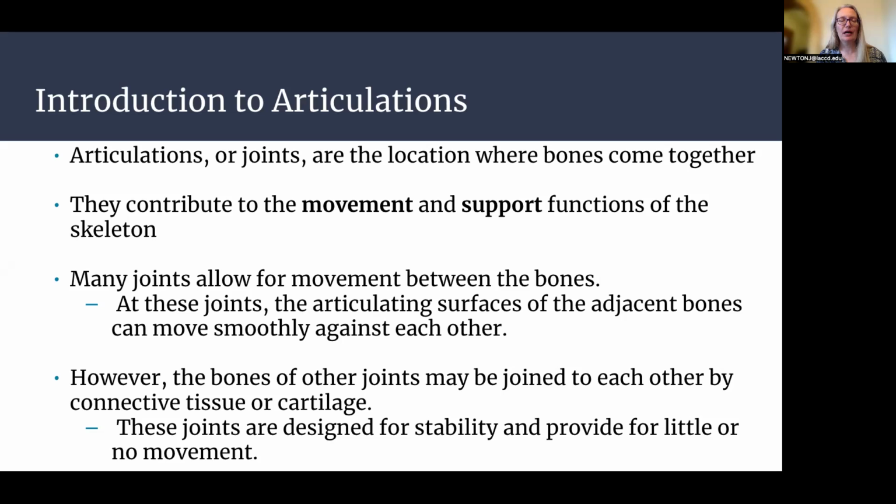But as well as these more conventional joints, some of our articulations are very different. And you've already met these in the lab when we have looked at the skull. So we've seen in the skull, bones that are joined together by connective tissue. We also have seen joints that are held together by cartilage, particularly when we were looking at the thoracic cage in our last lab meeting. So these are joints that are designed for stability and provide for either no movement or a very small amount.